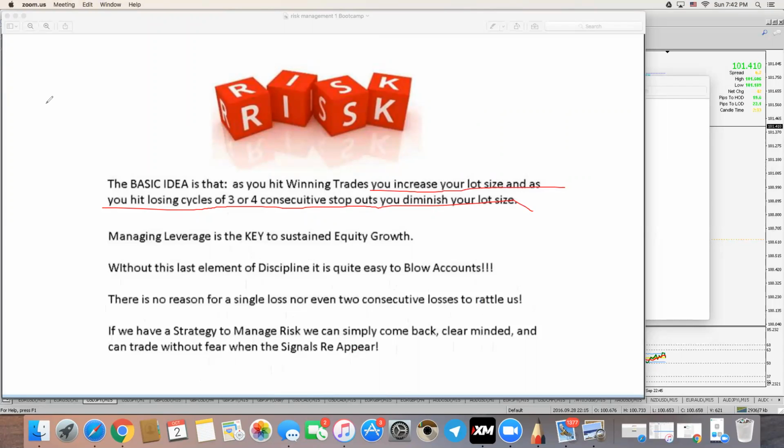Does it make sense? When you're increasing your lot sizes because you have consecutive wins and equity growth, it makes sense. Who doesn't want to place bigger lots? But with that comes control and discipline. Managing your leverage is the key to sustained equity growth. I'm going to talk about some scenarios right now. Without this last element of discipline, it is quite easy to blow accounts.